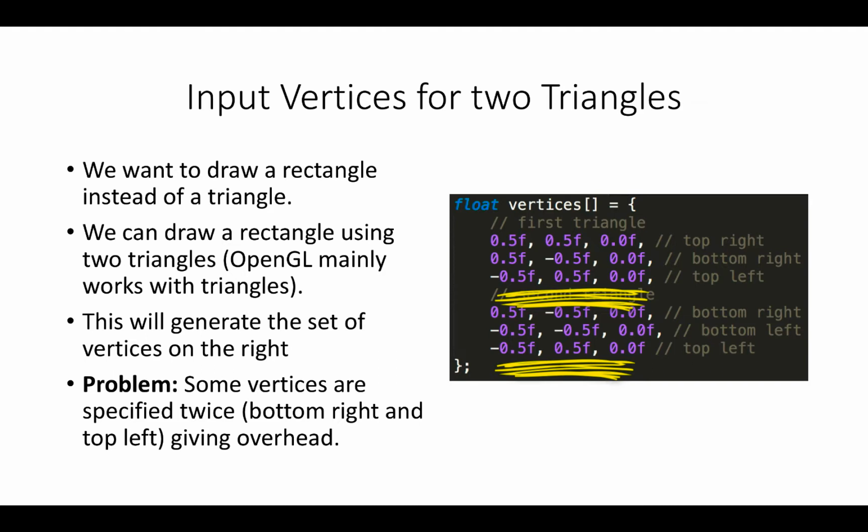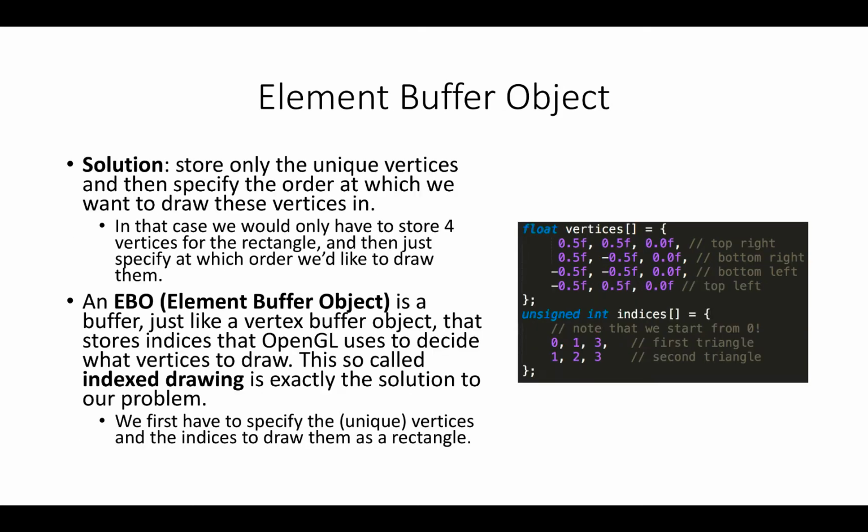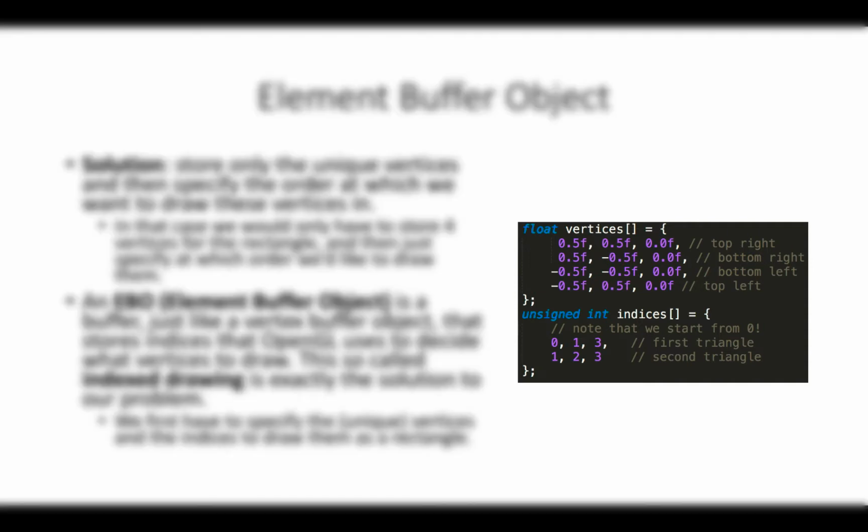This is an overhead of 33%, since the same rectangle could also be specified with only 4 vertices instead of 6. This will only get worse as soon as we have more complex models that have over thousands of triangles, where there will be large chunks that overlap. What would be a better solution is to store only the unique vertices and then specify the order in which we want to draw these vertices. In that case, we would only have to store 4 vertices for the rectangle, and then just specify in which order we would like to draw them.